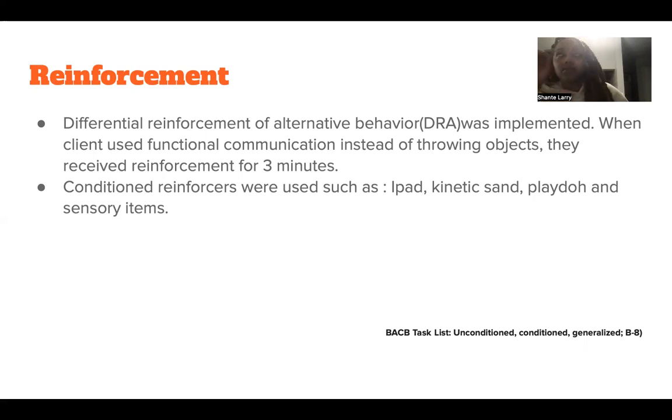DRA, differential reinforcement of alternative behavior, was implemented. When the client used functional communication instead of throwing objects, they would receive reinforcement for 3 minutes.